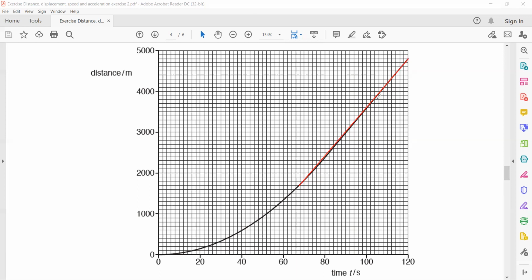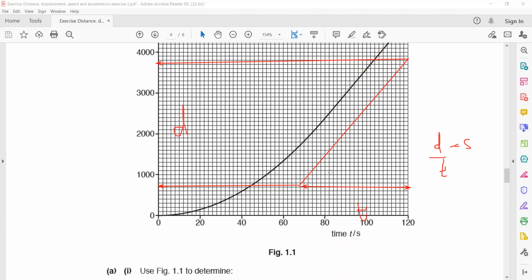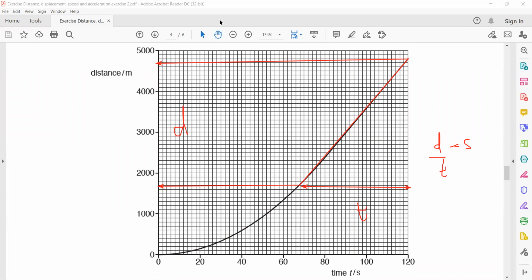And how can I determine the speed of this part? I can find the distance travelled and use the time interval. Distance divided by time will give me the speed, and that speed is actually the constant speed. So speed is not changing in this time interval, for example from 74 seconds to 120 seconds. Is it clear, Abdullah Sarfraz?